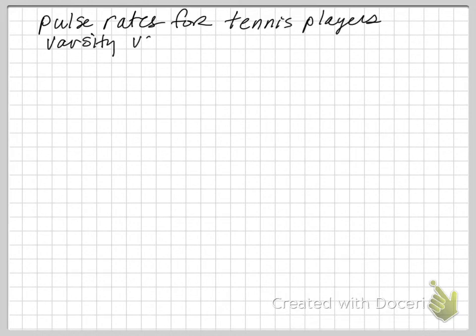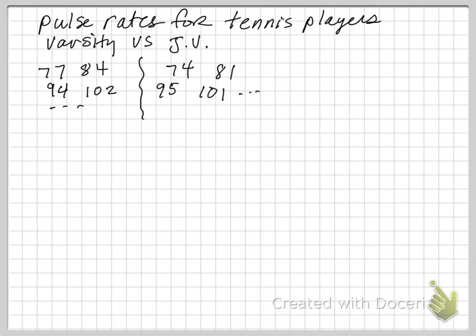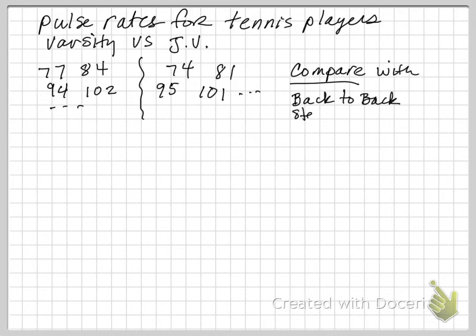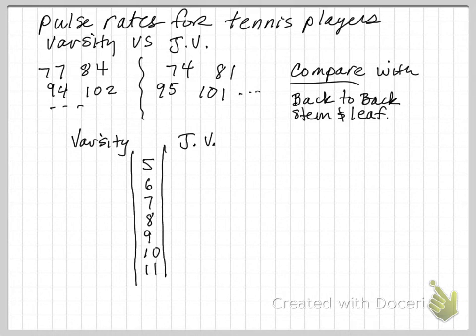So we're going to use pulse rate for tennis players, and we're going to use varsity versus JV players. So let's say I have a few varsity players and a few JV players, and I'd like to compare their pulse rates. Well, I can still use a stem and leaf, but this time I'm going to use a back-to-back stem and leaf. Great for comparison. I'm still going to have my stem be the same one that I used before, because I have pulses from the 50s all the way to the 100-and-somethings. And so I'm going to go ahead and plug in my players.